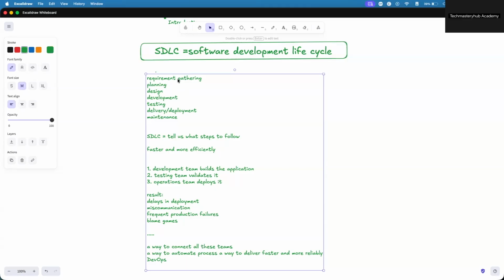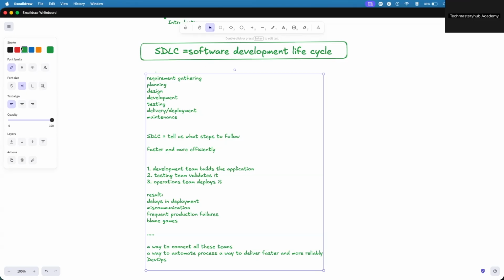Development team builds the application. Testing team will test it and validate it. Operation team will deploy it and maintain it. But these teams work separately in silos. And what is the result of that? There are delays in deployment. There is miscommunication, frequent production failures, and sometimes even blame game between teams.